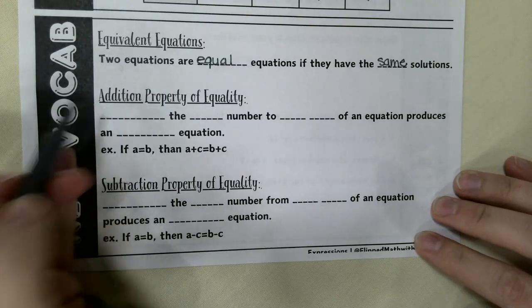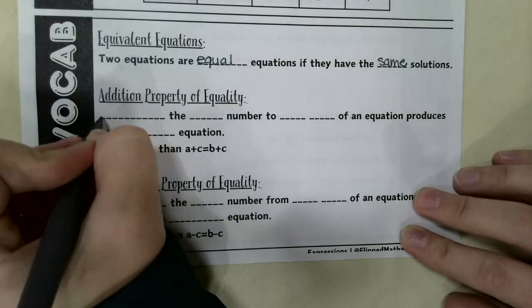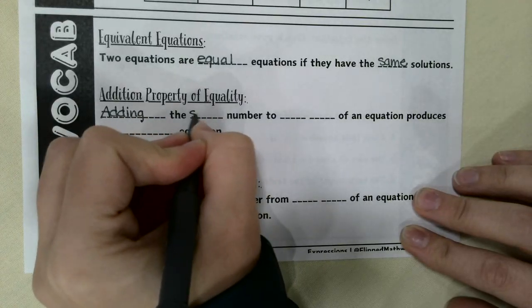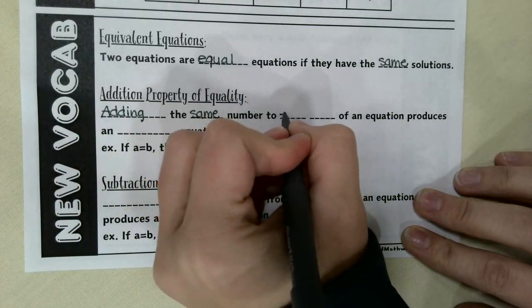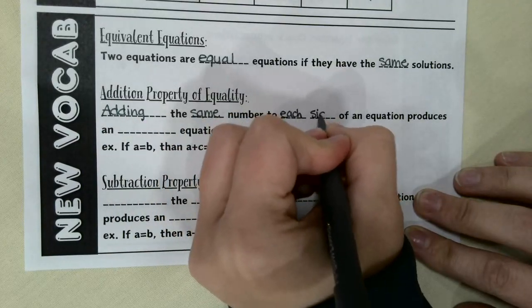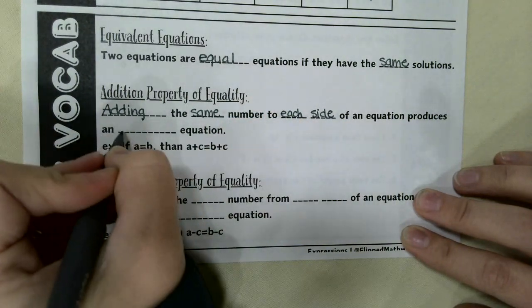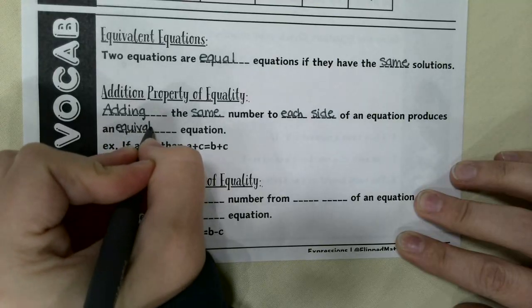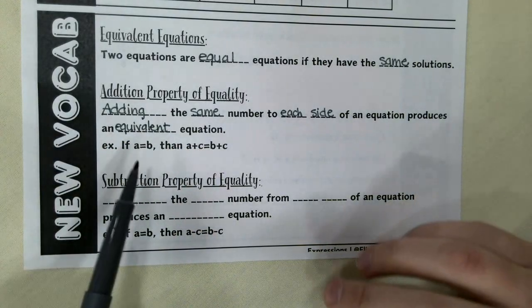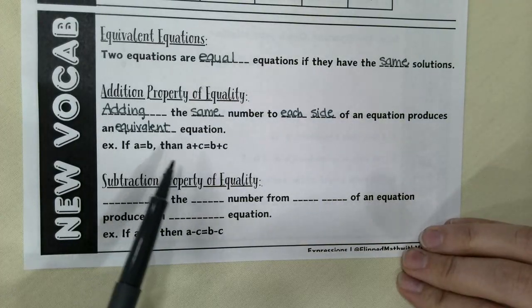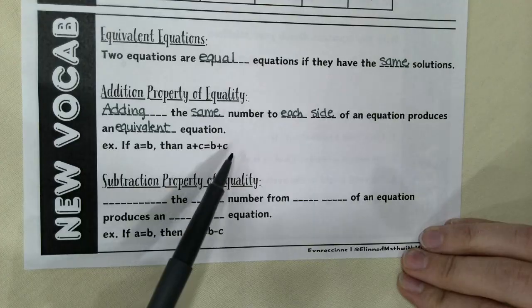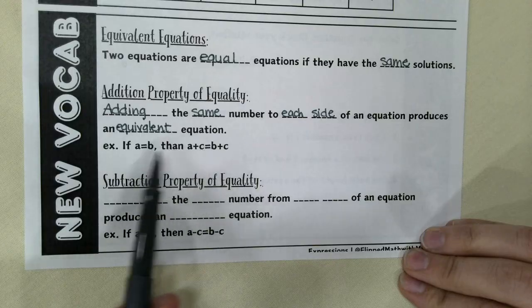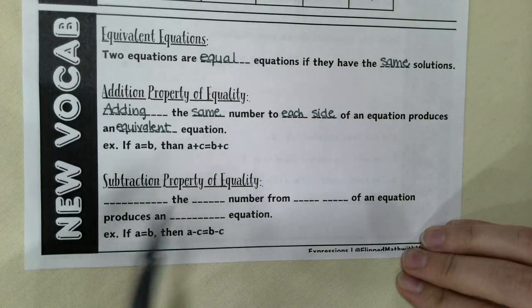Then I have the addition property of equality. What this means is that adding the same number to each side of an equation produces an equivalent equation. What does that mean? Here's an example. If A equals B, then A plus C equals B plus C. So if these two are equal, then when I add C to A and I add C to B, they will also still be equal.